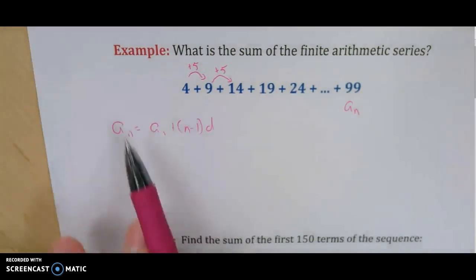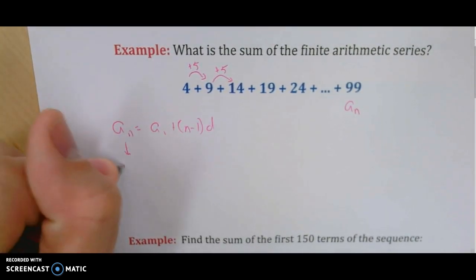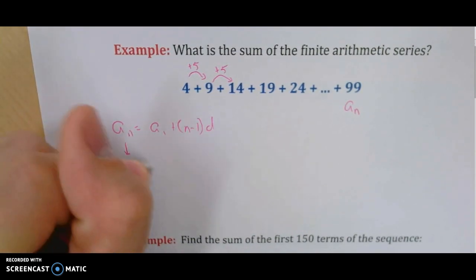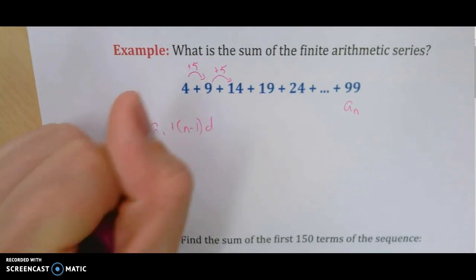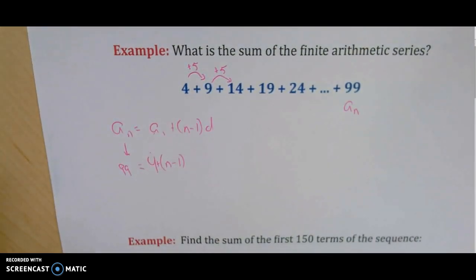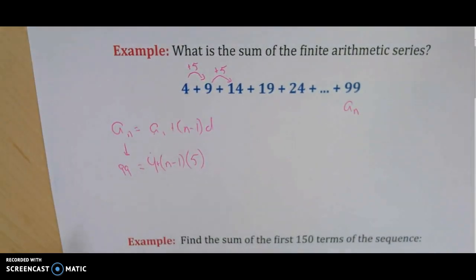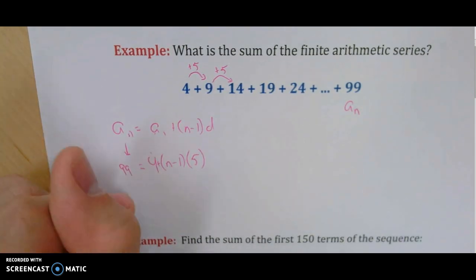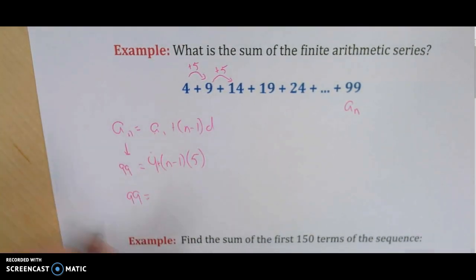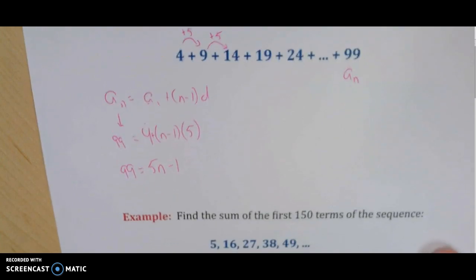So this is the explicit formula for an arithmetic sequence. I know that the last term here was 99. I know my first term was 4. I have no idea what n was, so plus n minus 1. But I do know that the difference here was 5. So I could distribute the 5 in there. Actually, you know what? I'm going to go ahead and do that. So we'll have 4 plus, this would be 5n minus 5. So I'm just going to call it 5n minus 1 if I combine like terms.